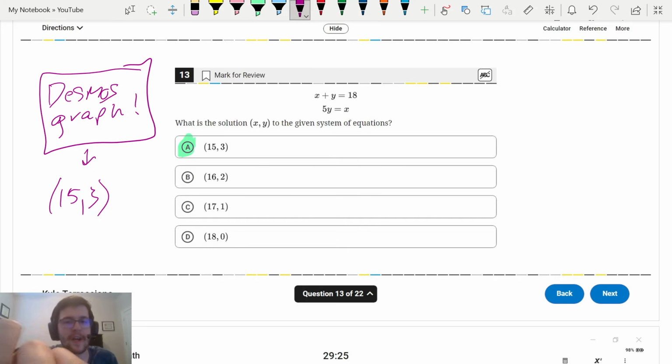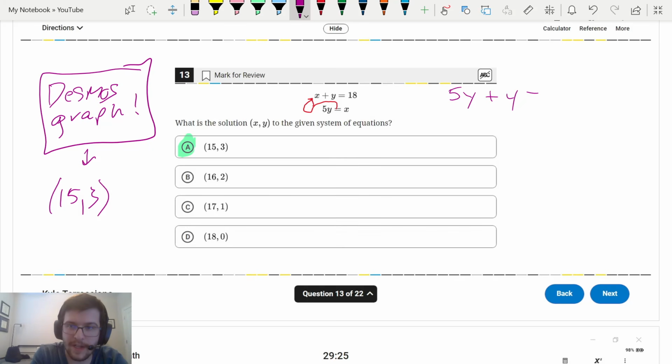Let's go over how to solve this by hand. You could use substitution or elimination. One of the letters, notice, is by itself. So when one of the letters is by itself, we like to use substitution. So let's substitute this in here. And we get, instead of x, we're going to write 5y plus y equals 18, which is 6y equals 18. Divide both sides by 6, and we get y equals 3.